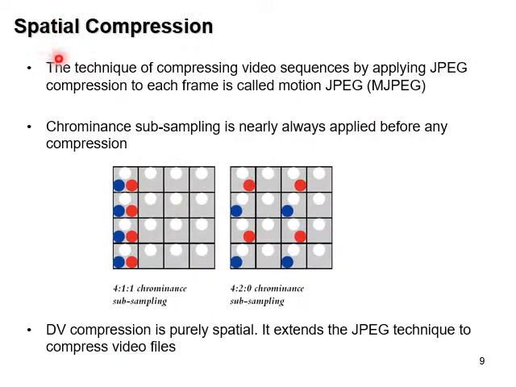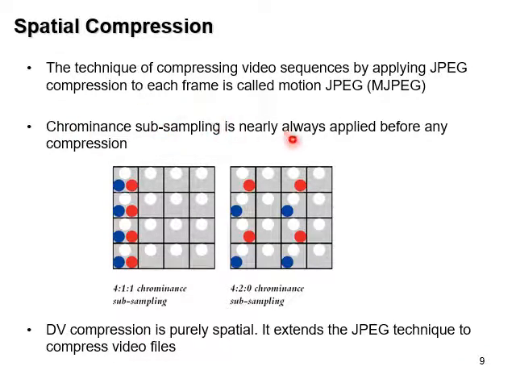So we start first with spatial compression. It's the technique of compressing video sequences by applying JPEG compression to each frame, and this technique is called MJPEG, where M stands for motion JPEG. So this is one technique. Take every frame, compress it using JPEG compression. This is called MJPEG.